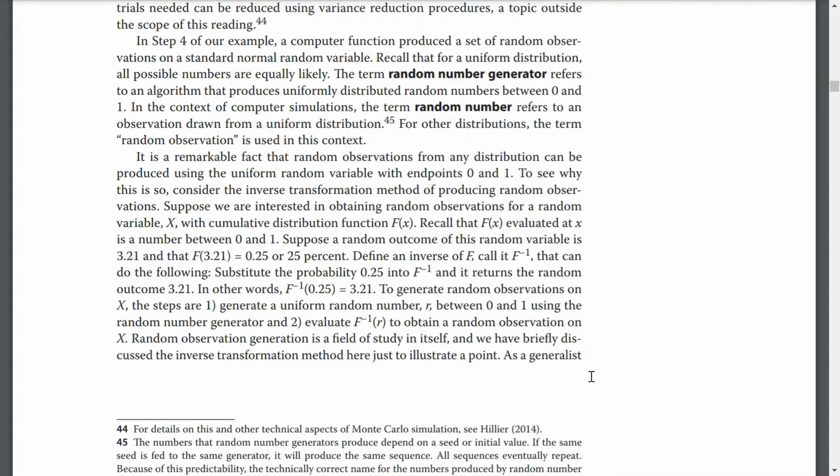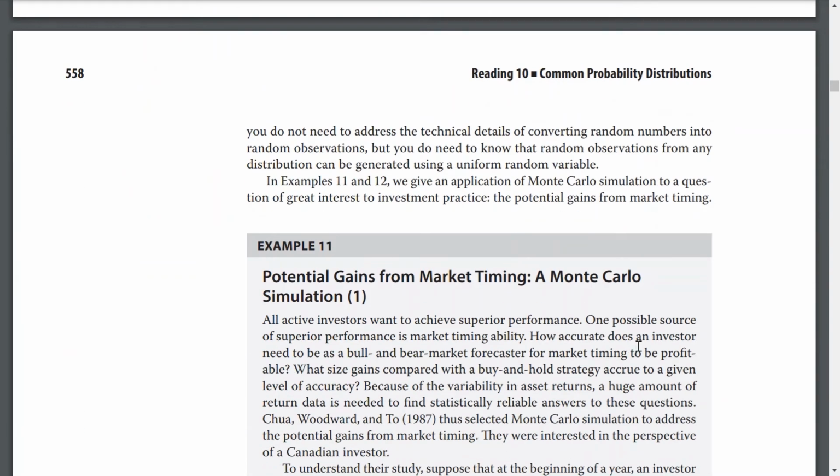To generate random observations on X, step 1: generate a uniform random number R between 0 and 1 using the random number generator, and step 2: evaluate inverse F of R to obtain random observations on X. Random observation generation is a field of study in itself, and we have briefly discussed the inverse transformation method here just to illustrate a point. As a generalist, you do not need to address the technical details of converting random numbers into random observations. But you do need to know that random observations from any distribution can be generated using a uniform random variable.